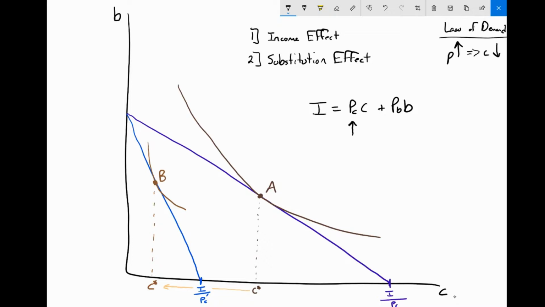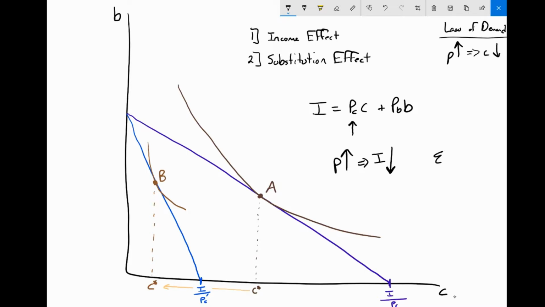But the basic idea is this: if the price goes up, that effectively means that my income is going down, or the purchasing power of that income is going down. So if the price goes up, the purchasing power of my income goes down. That's kind of like my income is going down. All right, so if my income is going down, how does a decrease in income affect demand? Well, that takes us back to the last lecture.